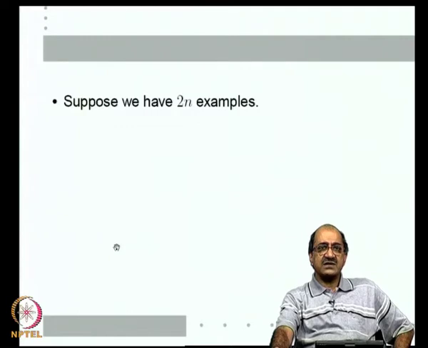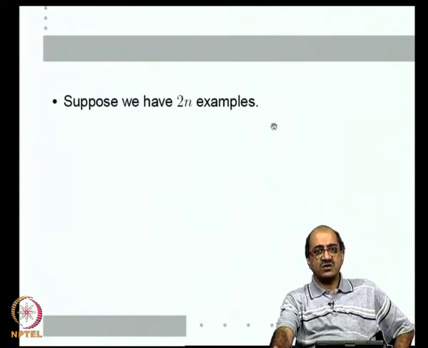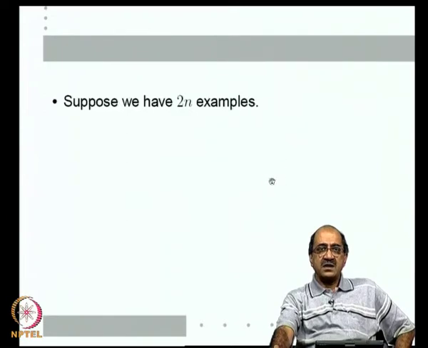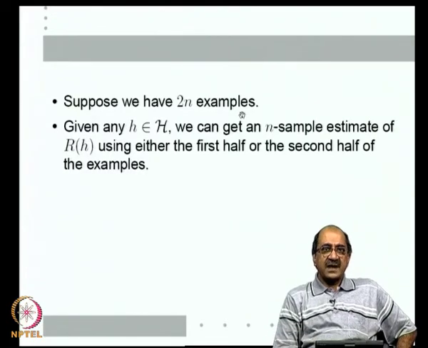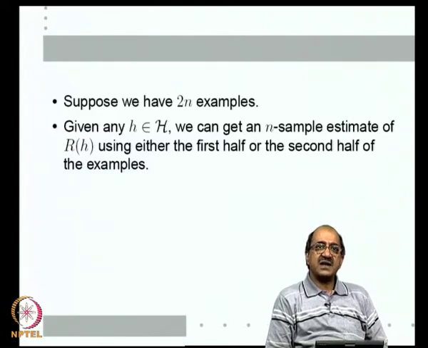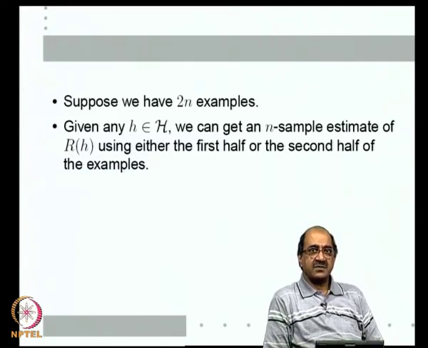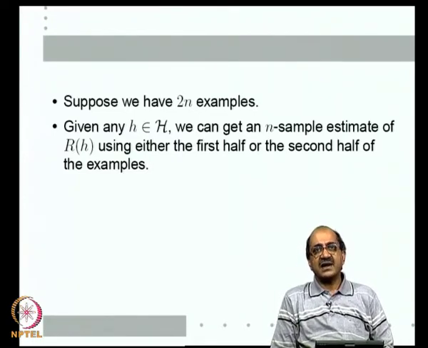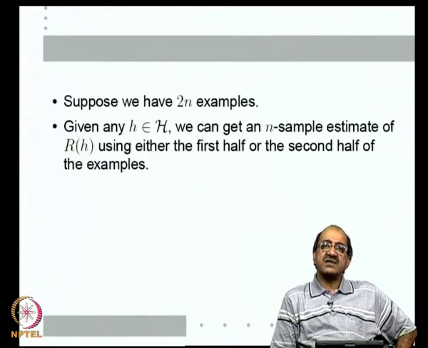So, let us particularize this argument. Okay. So, we will use a very clever combinatorial argument which was first used by Vapnik and Chervonenkis, which is called the symmetrization argument. Okay. So, the basic idea is the following. Suppose we have 2n examples instead of n examples. Okay. Given any h belonging to H, suppose we want an n sample estimate of R(h), we want R hat n(h). So, we want to estimate the expectation of loss using a sample of n IID examples, but we have 2n examples. Hence, I can get 2 estimates. I can get one estimate using the first half and one estimate using the second half of the examples, right.